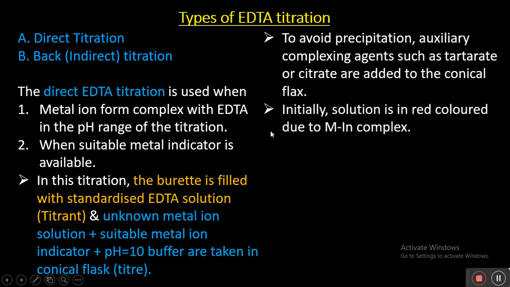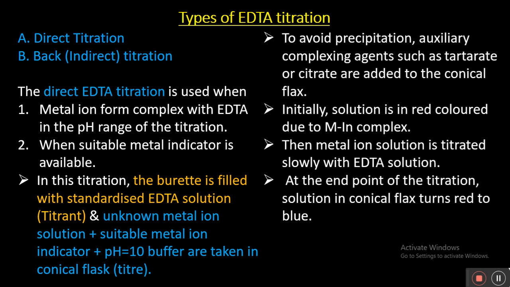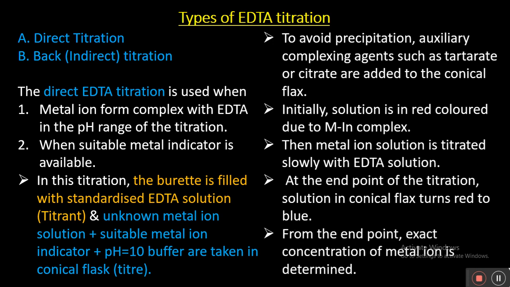Initially, the solution is red in color due to the metal ion complex. Then the metal ion solution is titrated slowly with the EDTA solution. At the end point of the titration, the solution in the conical flask turns from red to blue. So the end point is red to blue. From the end point, the exact concentration of the metal ion is determined.